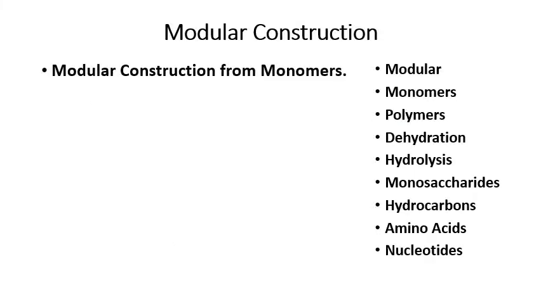All right, so modular construction of macromolecules from simpler monomers. If you have one unit, whatever that unit may be, you would call it a monomer. And if you put together several monomers into a chain, you end up having a polymer, and that is called polymerization. Right? So if you put together monomers, you can create polymers.